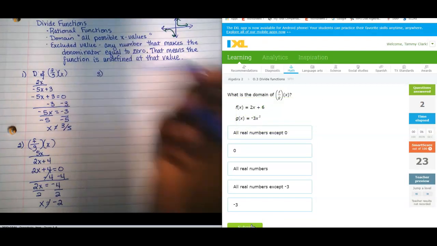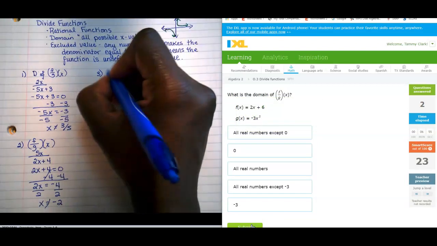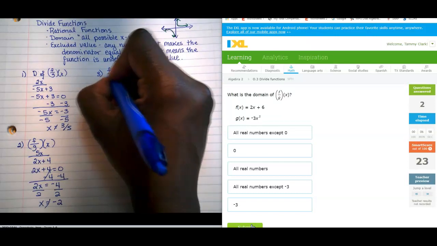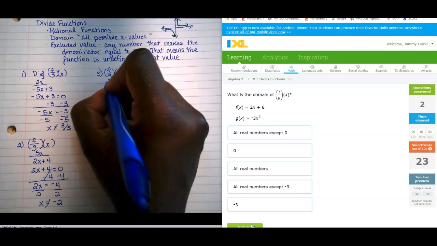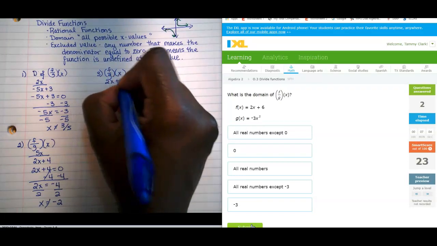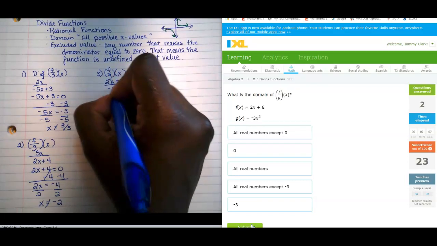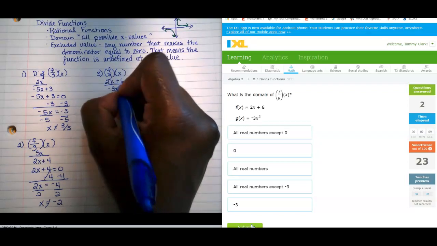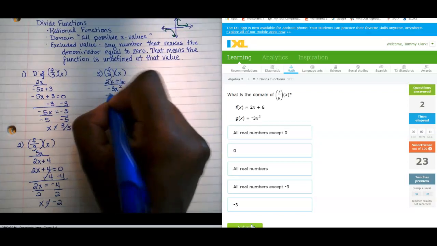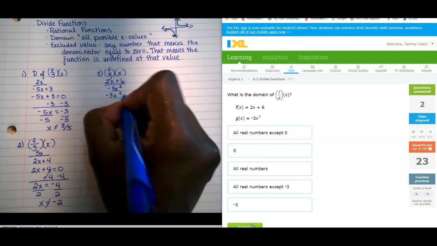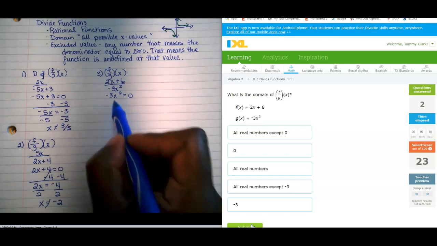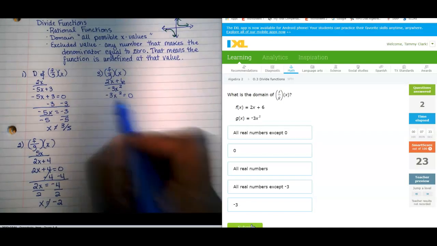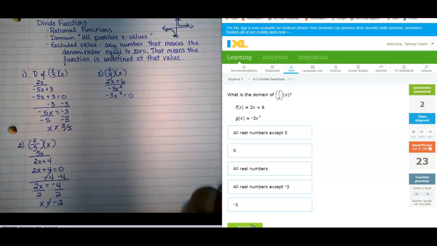Number 3, we've got, again, what is the domain of f of x divided by g of x? And we've got 2x plus 6 divided by negative 3x squared. We do the same thing. Put negative 3x squared equal to 0. Now you're probably already thinking, wait a minute, I don't really have to do that because I know that 0 multiplied by any number is just 0. We're just going to prove it mathematically.